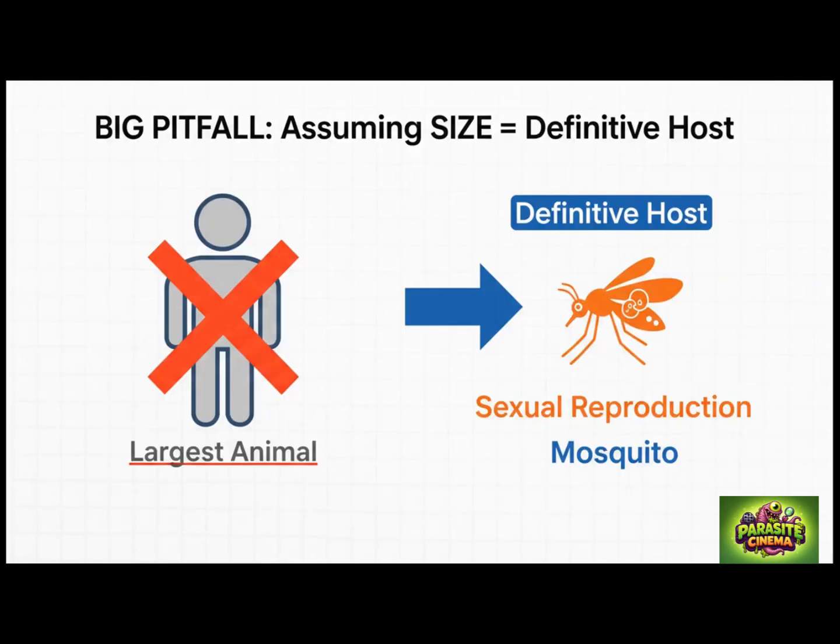The second big pitfall is assuming the definitive host is always the biggest animal, or the one that gets the sickest, or the human. Biology doesn't care about our perspective. The definition is strict. Where does sexual reproduction happen? So for malaria, it's the tiny mosquito, not the large human. Always, always follow the biology, not your intuition.